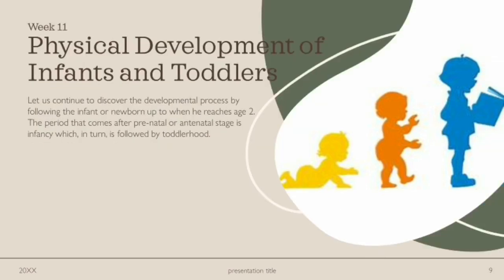Week 11. Physical development of infants and toddlers. The cephalocaudal trend is the growth from conception to 5 months, when the head grows more than the body. Proximodistal trend. It is the growth from 5 months to birth, when the fetus grows from the inside of the body towards the outside.